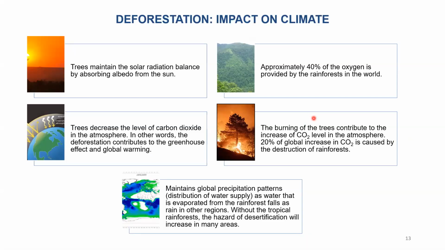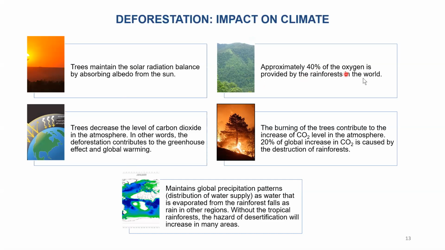So of course, deforestation impacts climate. Trees maintain the solar radiation balance by absorbing albedo from the sun. So that will impact global warming, and of course that will impact photosynthesis as well. Trees decrease the level of carbon dioxide in the atmosphere. In other words, deforestation contributes to the greenhouse effect and global warming because trees take up carbon dioxide. If we deforest, harvest the area, that will enhance the carbon dioxide in the atmosphere.